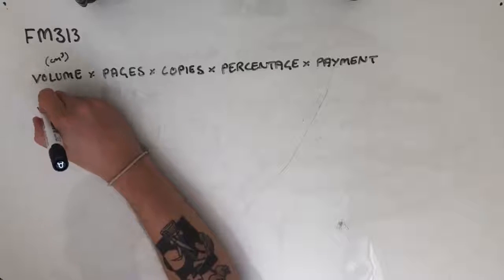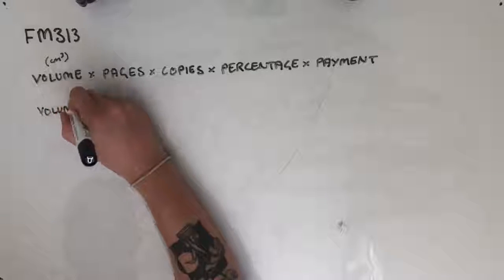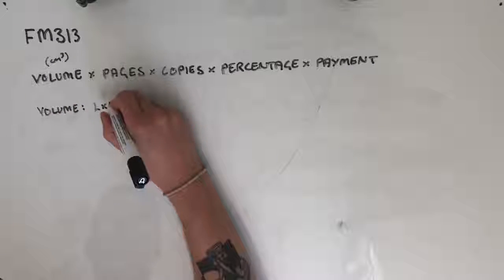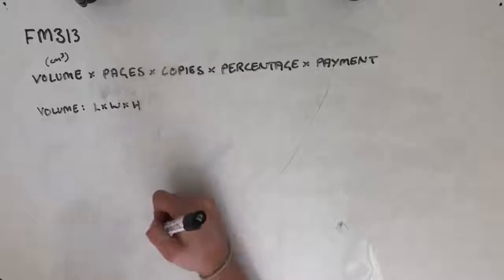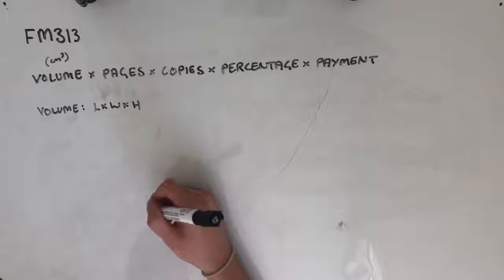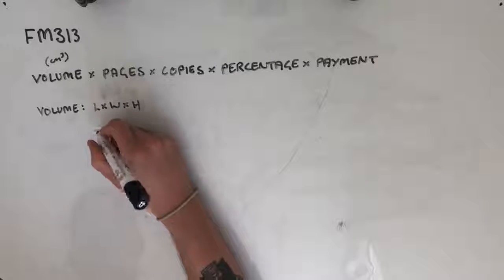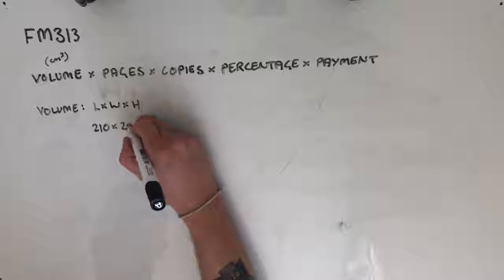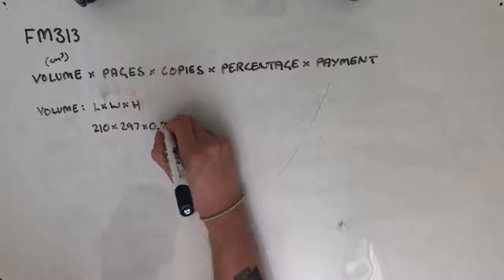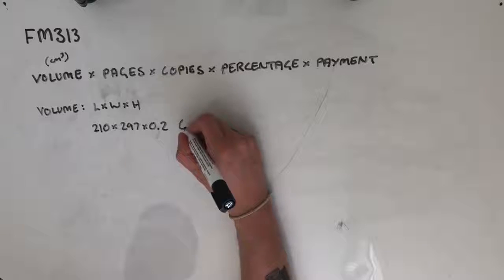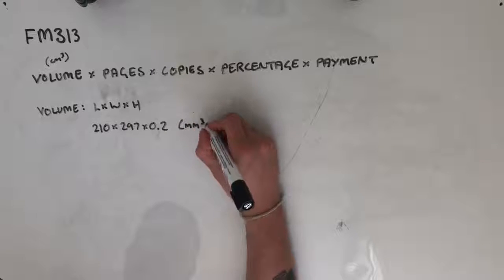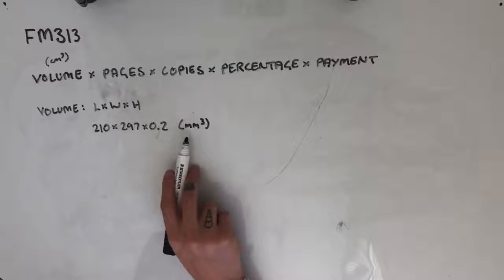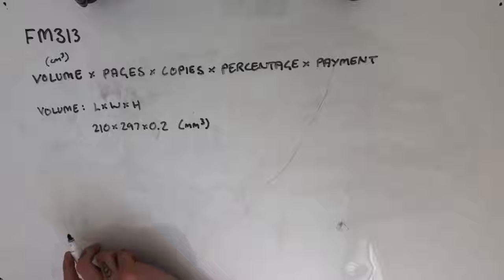Starting with our volume, to find the volume of one page, we want to look at the length times the width times the height, so just the 3 dimensions of our page. If we plug in the 3 different dimensions, we should get 210 by 297 by 0.2. Keep in mind that this calculation is giving an answer in millimeters cubed, because these measurements are in millimeters, which means the volume we output is also going to be in millimeters cubed.